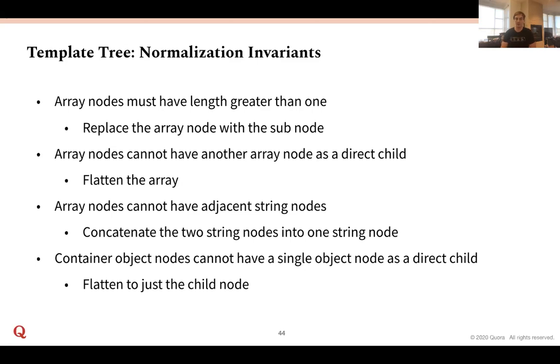array. Array nodes cannot have adjacent string nodes. So essentially, if you have an array node with 2 strings in them that are immediately adjacent to each other, just concatenate them together into one string. And then container object nodes cannot have a single object node as a direct child. This one's a little less easy to see, but essentially if you have 2 container tags right next to each other that are both wrapping each other exactly, it's easy to just replace those with a single object node instead of having 2 object nodes inside of each other. So essentially we just flatten those 2 nodes together into one child node.